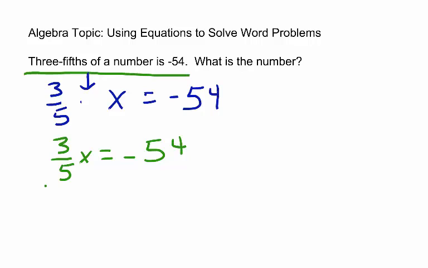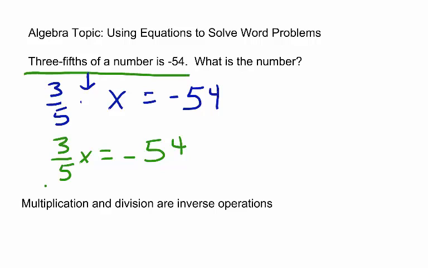To solve this equation for x, my goal is to get x by itself on one side of the equation and everything else on the other. In other words, I'm going to isolate x to determine the value of my variable. We can do this by using what are called inverse operations. On the left, I have 3/5 times x. The inverse of multiplication is division. Multiplication and division are inverse operations.